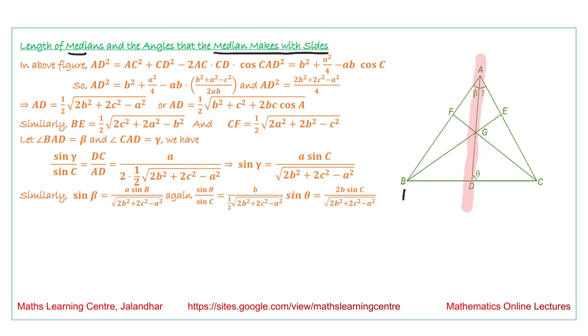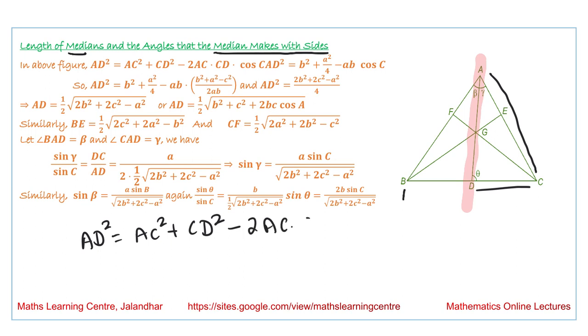AD. For this triangle, we can write AD square is equal to AC square plus CD square minus 2 AC into CD into cos C.